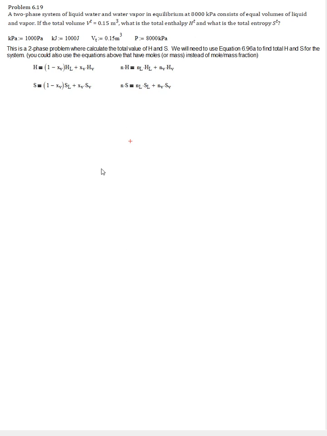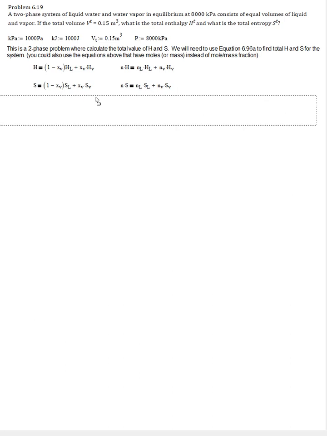If we need to find the total enthalpy and total entropy, we're going to have to figure out the mass fraction, or the mole fraction if you want to work in moles, but we're using steam tables, so we'll use the mass fraction of the vapor phase. And of course, once you know that, you know the mass fraction of the liquid phase. So that's what we need to do.